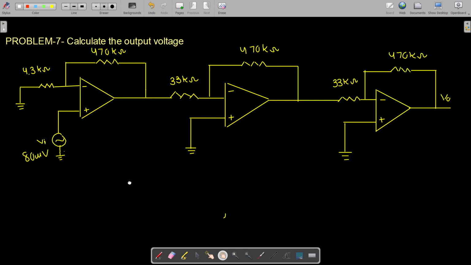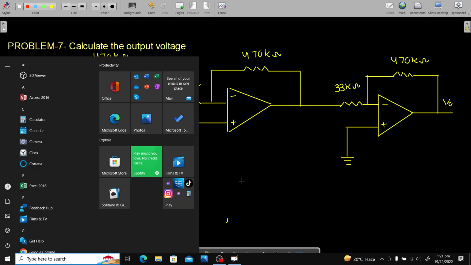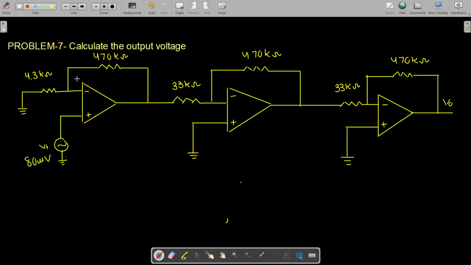Okay, your next problem is your cascaded problem. Now you have input given, you need to find the output voltage V naught. So now how to solve this problem? Take one op-amp at a time. Let us say that the gain of this op-amp is A1, gain of this op-amp is A2, and gain of this op-amp is A3. Now if you can see over here, this op-amp is your non-inverting op-amp because the input voltage is applied to the positive side, to the non-inverting side.